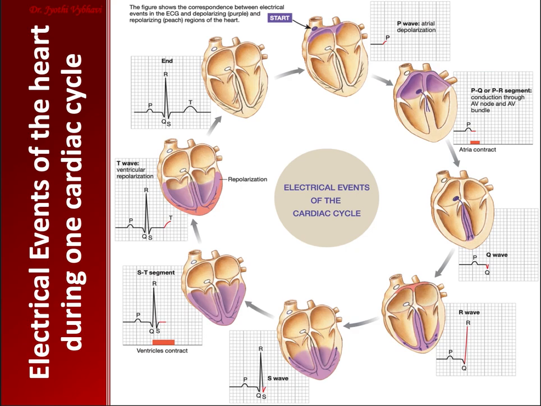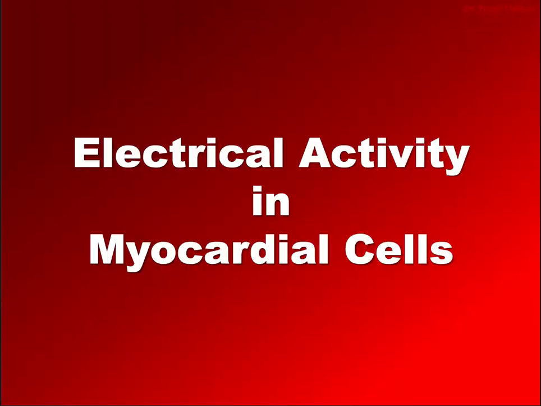To really understand the electrical events in the cardiac cycle, we must have a fundamental knowledge about the electrical activity of each and every myocardial cell. So these are the electrical events happening in one cardiac cycle. To understand this, first we have to understand the electrical events happening in a single cardiac cell. Then we'll learn about electrical activity in cardiac tissue and the whole heart. So, what do you mean by electrical activity of a myocardial cell?